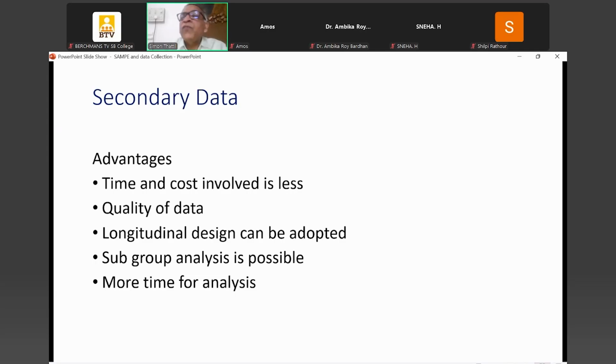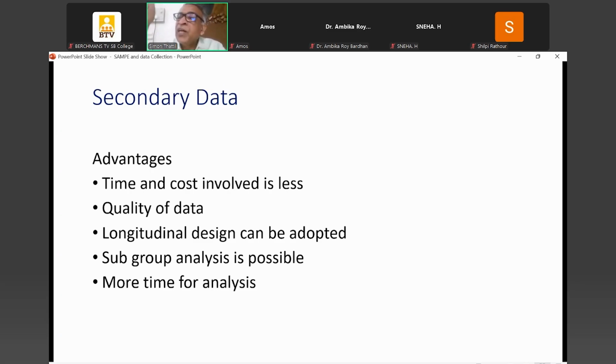Generally, the quality of data will be good because the possibility of bias is not there, but the purpose will be generic. Primary data, you're collecting for a specific purpose. This will be for a generic purpose. But since it is standardized, since it is through expertise, quality will be good. Longitudinal design can be adopted. That's one advantage. That means at one point of time you take it from the same group, the second time automatically comes.